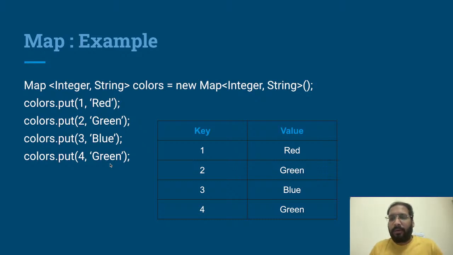Okay. Now here you can see this is how it will be associated. So at one place there will be two terms. One is the key, and red is the value. Then in the second place we have a key as 2 and a value as green. So this way the key value pair is available here.